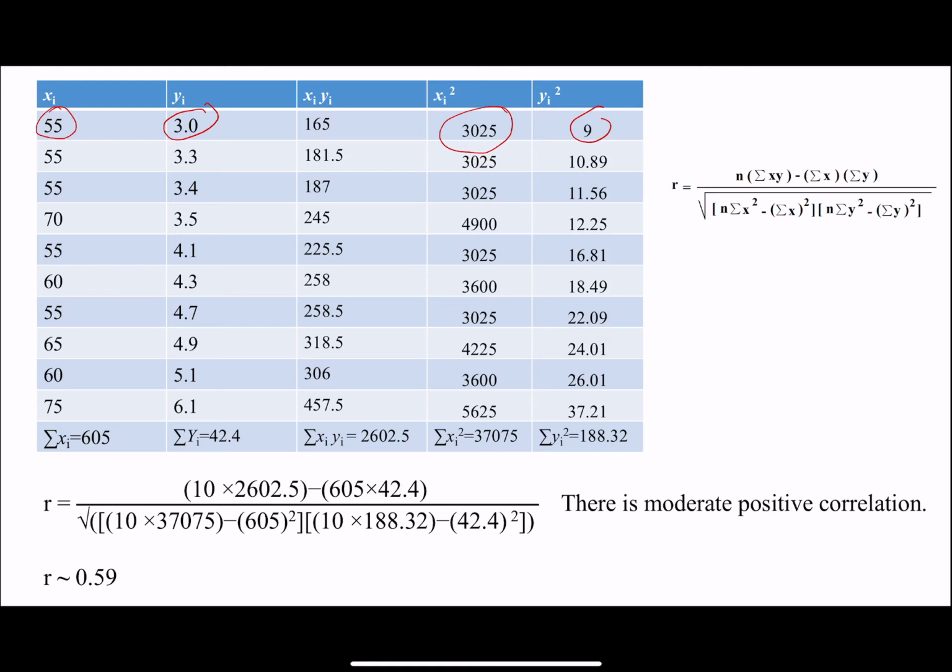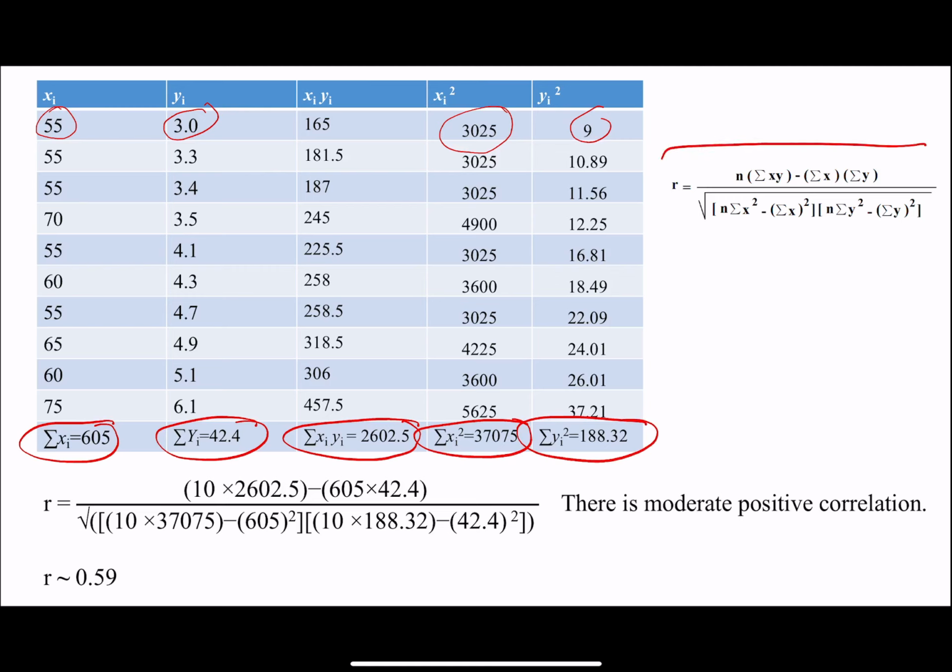When you have this table completed, add all the numbers that you have in each column. Then you get sigma x, sigma y, sigma x times y, sigma x squared, and sigma y squared. These are the values that you need to plug into this equation, okay?